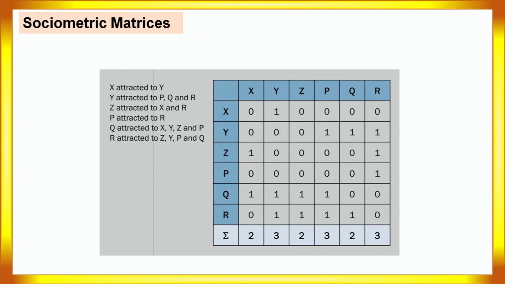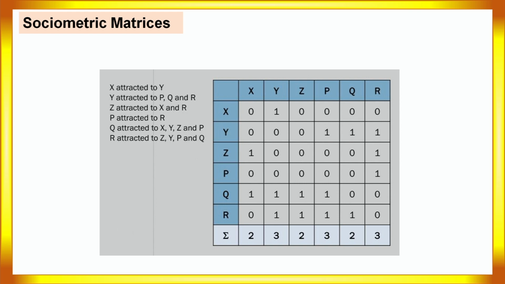Now, as I told, there are three broad types of sociometric techniques. It starts with sociometric matrices. Now, what is a matrix? A matrix, as you all know, is an array of symbols or numbers, and for sociometric purposes we use an n by n array.